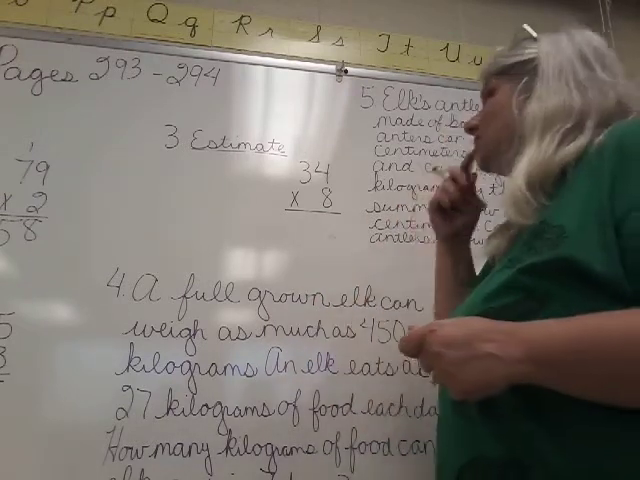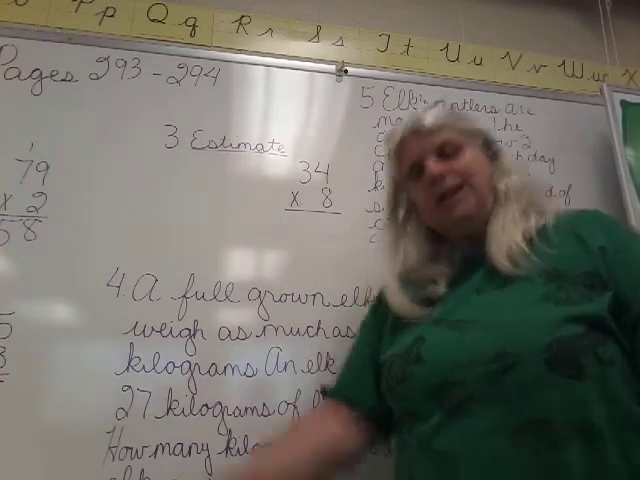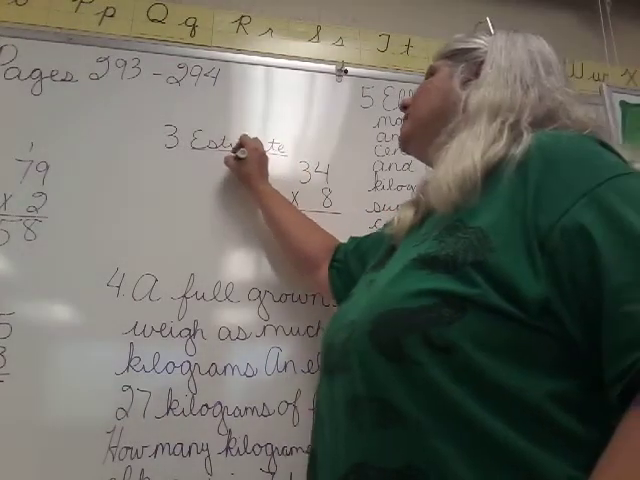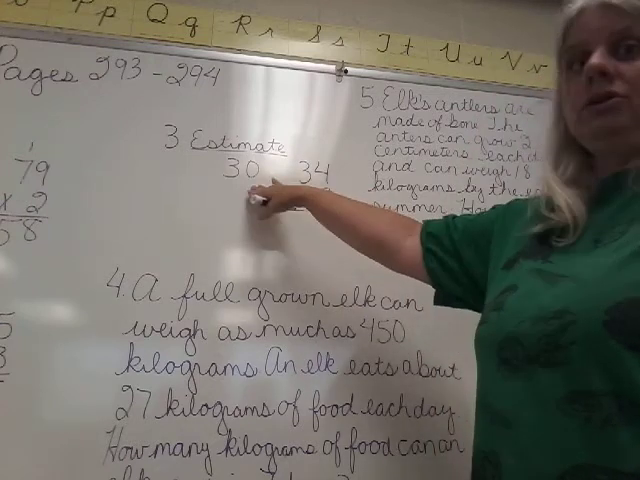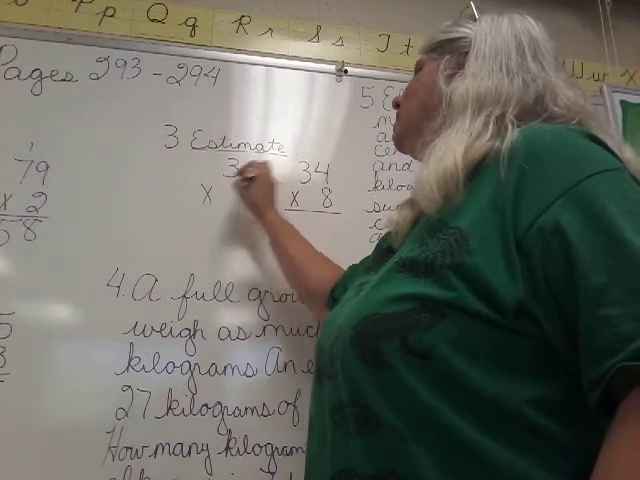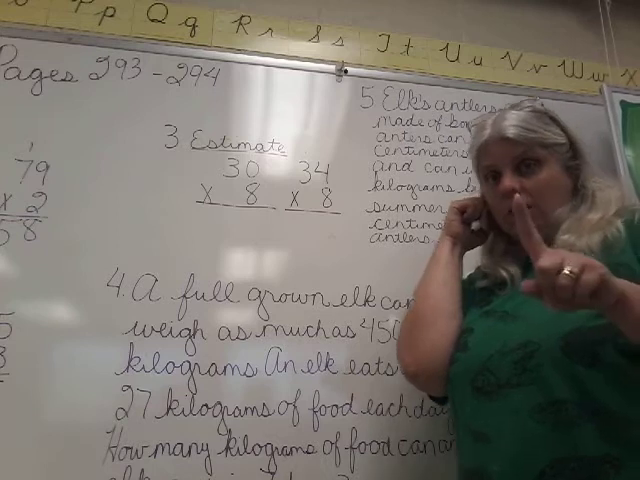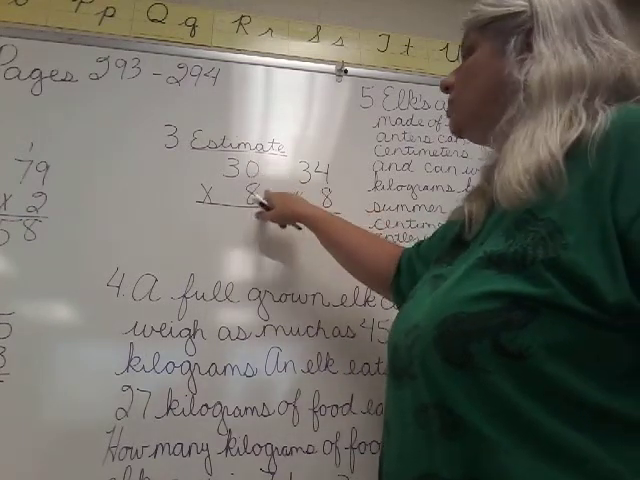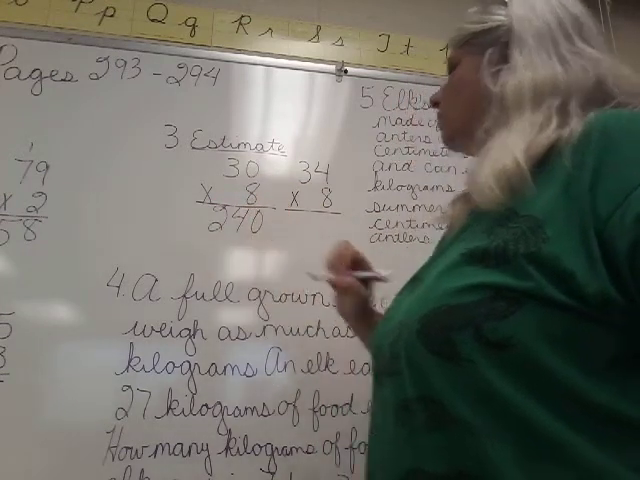Okay. So estimating our 34, 4 is too weak. It can't lift it up to the next number. So our 3 has to stay the same. So our estimate for 34 is 30. Then we're going to bring on over our other factor because we do not estimate both factors, just the one. And then we can do our mental math because this ends in 0. So 8 times 3 is 24, and we bring down the 0.